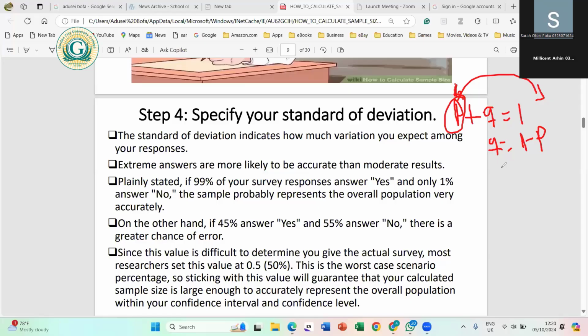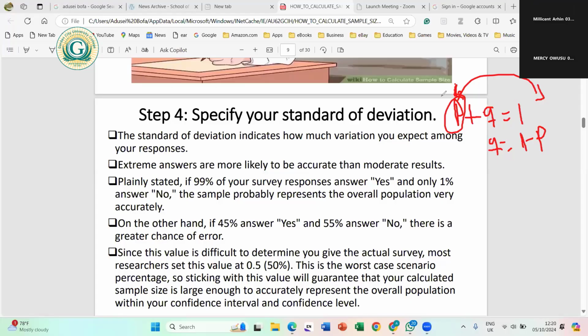So that's why I made mention that it is 1 minus P. The reason why I'm explaining this is that we will need it in your computation. It is part of the formulas that we are going to use. I hope you are clear now.